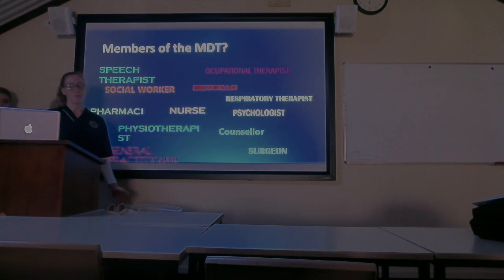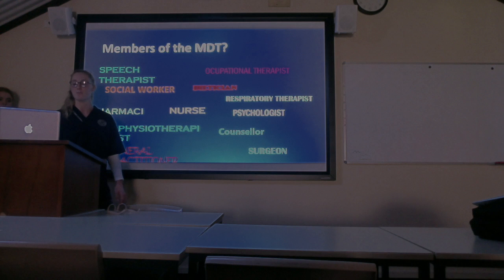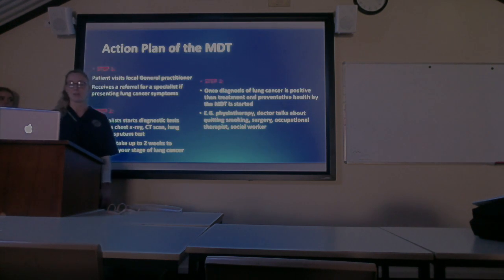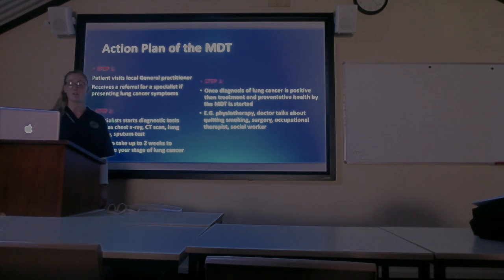The multidisciplinary team is made up of psychologists, nurses, exercise physiologists, occupational therapists, physiotherapists, social workers, speech therapists, and more, just to name a few. The action plan of the multidisciplinary team. Step 1. Patients visit their local general practitioner. They receive a referral for a specialist if presenting lung cancer symptoms. Step 2. Specialists start diagnosing tests.